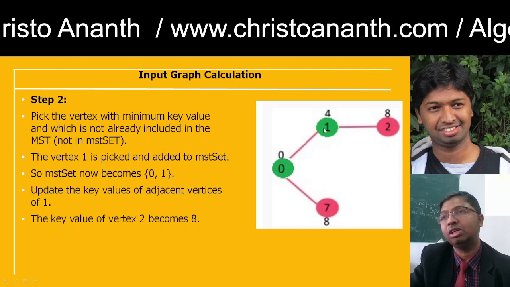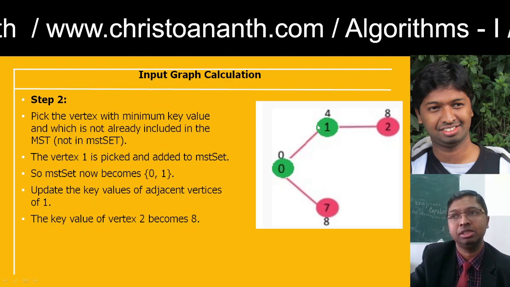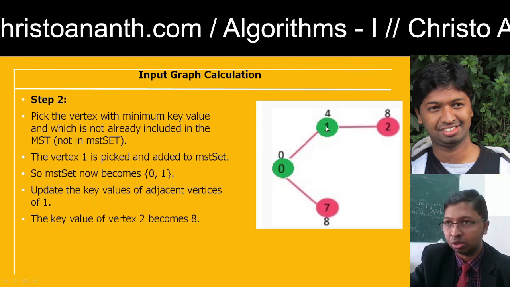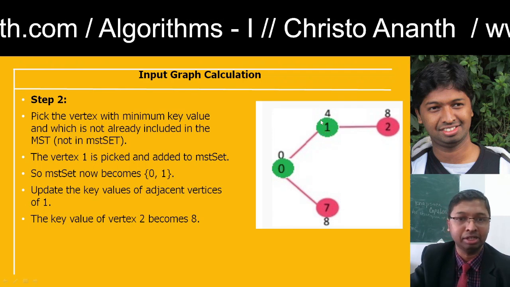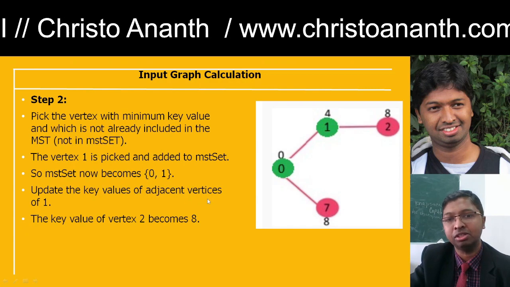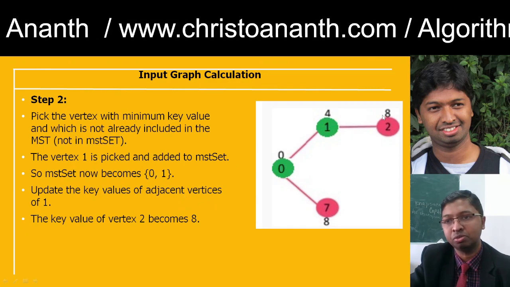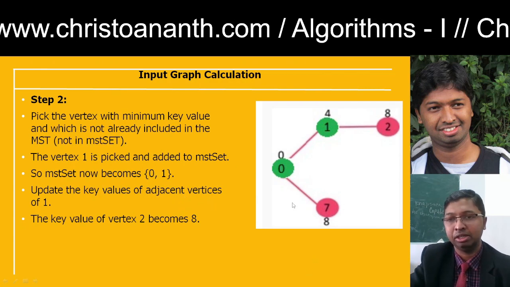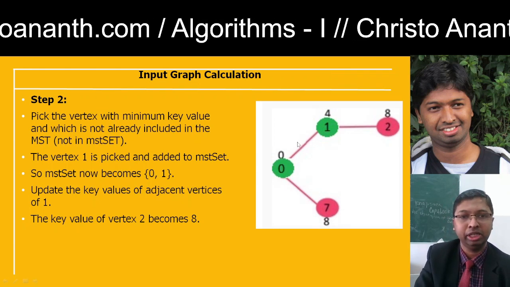This is not included in the minimum spanning tree set yet. Okay, so you are going to include 1 and mark it green. So 0 and 1 are included, and similarly update the key values of the adjacent vertices. This one will have 8 and then 8. 0 and 1 are already included.